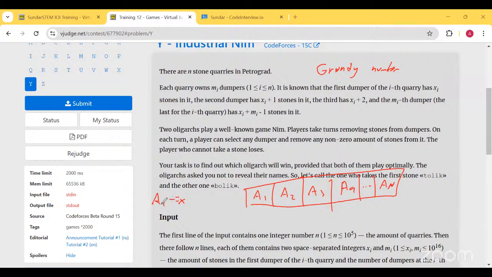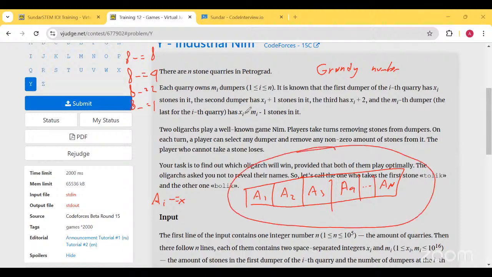For example, if a is equal to 8, then we can decrease it by 4, or by 8, or by 2, or by 1. But we cannot decrease it by 3, for example. Then how do we know which player wins the game if both of them play optimally?